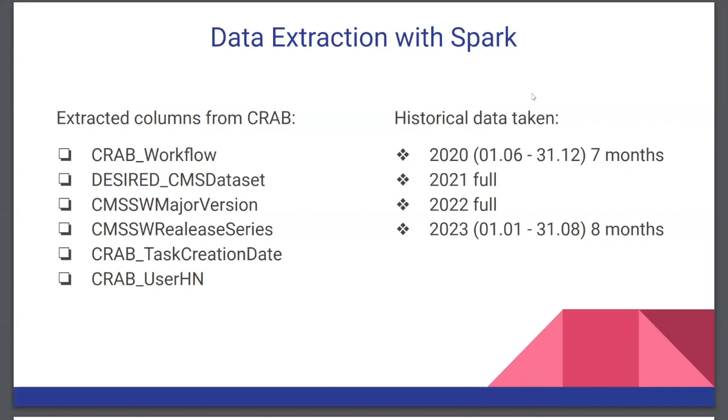Historical usage data we extracted from the CRAB database using Spark. CRAB stands for CMS Remote Analysis Builder, where we stored a lot of various information about file usage. All in all, we gathered 3 years of data.